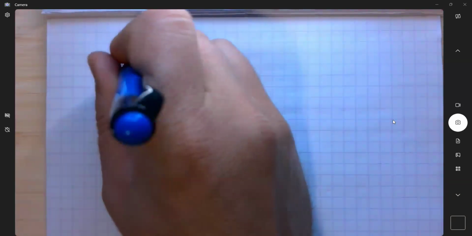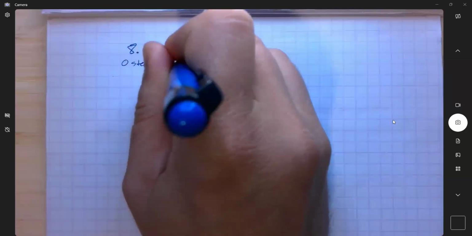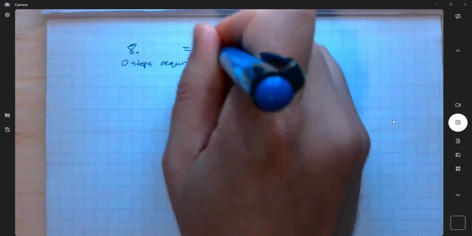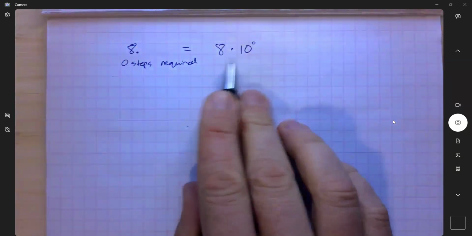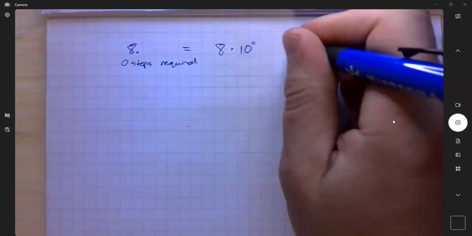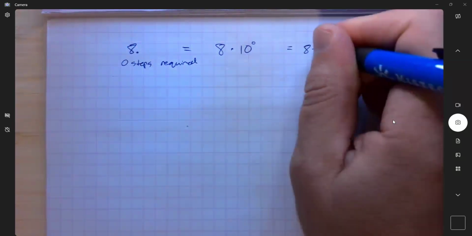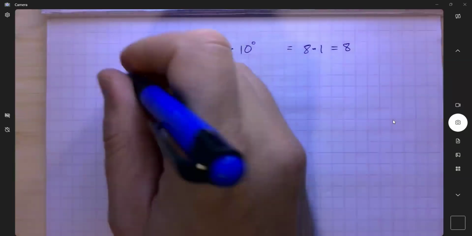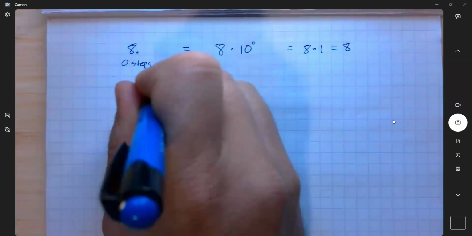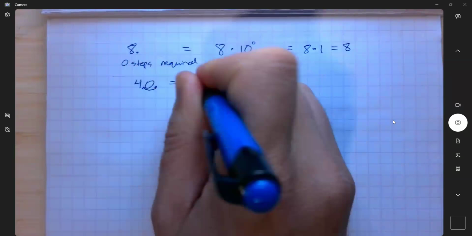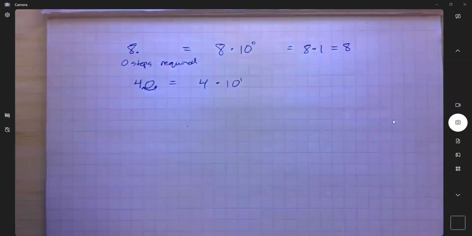Here's a silly example. How do you write 8 in scientific notation? Well, 8, the decimal point's already right there, so 0 steps required. So it must be 8 times 10 to the 0. That's their scientific notation, and that makes sense because 10 to the 0 is 1. And let's look at, how about 40? Well, here I have to move it 1 step, so that's 4 times 10 to the first.